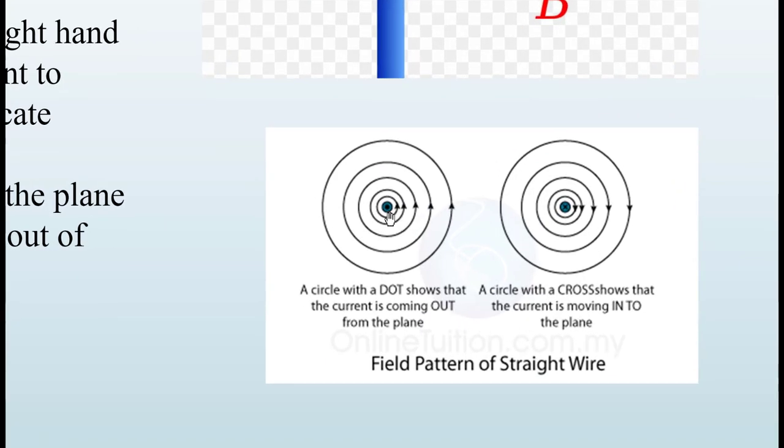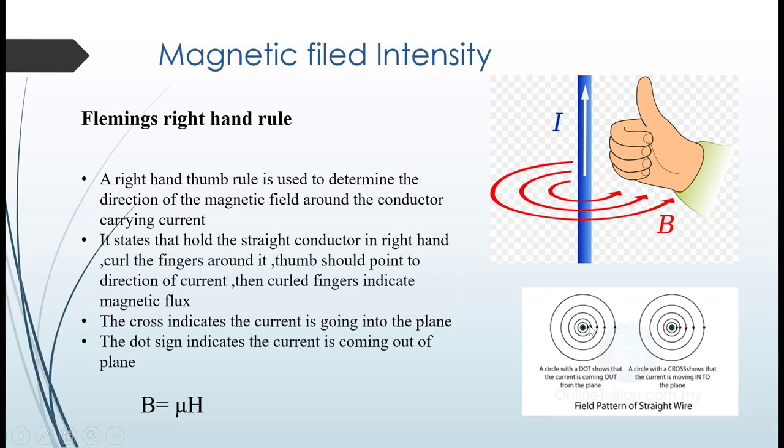See here, a dot sign is indicated, and it indicates that the field is in anti-clockwise direction, and the current is coming out of the plane. The circle with dot sign indicates that the current is coming out of the plane. So current direction is perpendicular to this plane. In this other direction there is a cross shown, and cross means the current is going inside the plane of the paper, and the field is in clockwise direction like this.